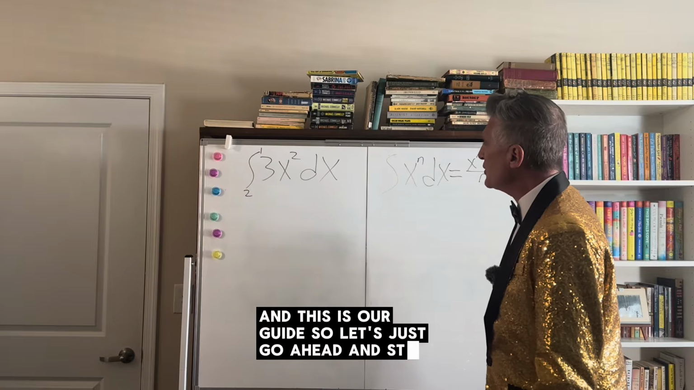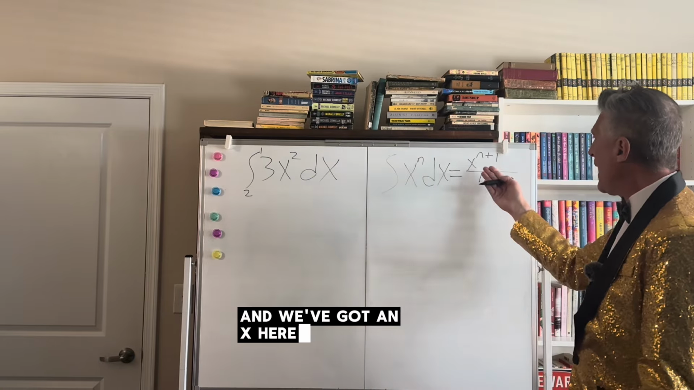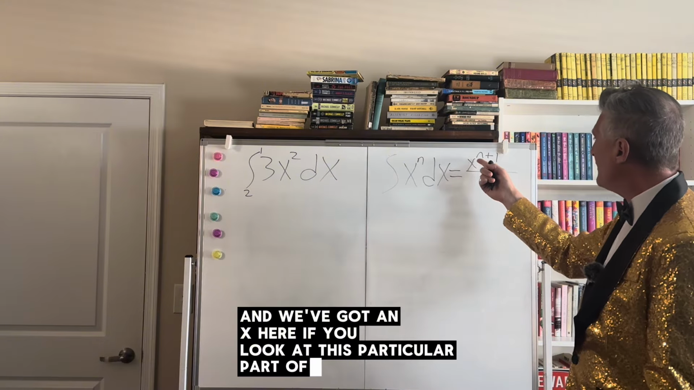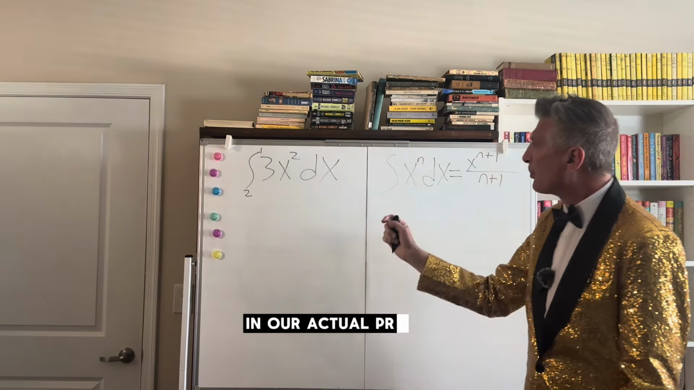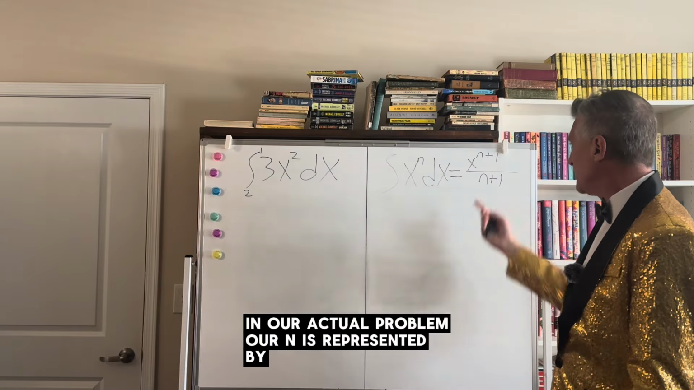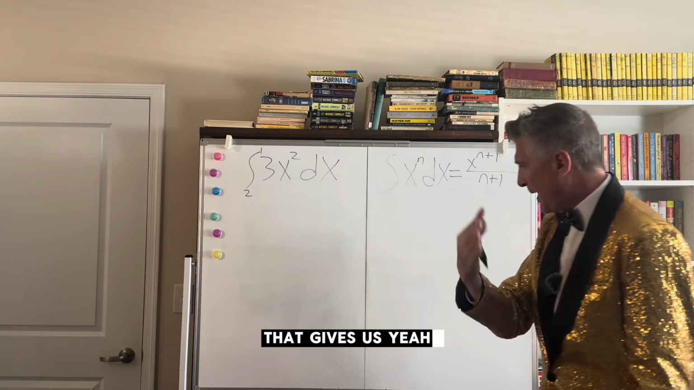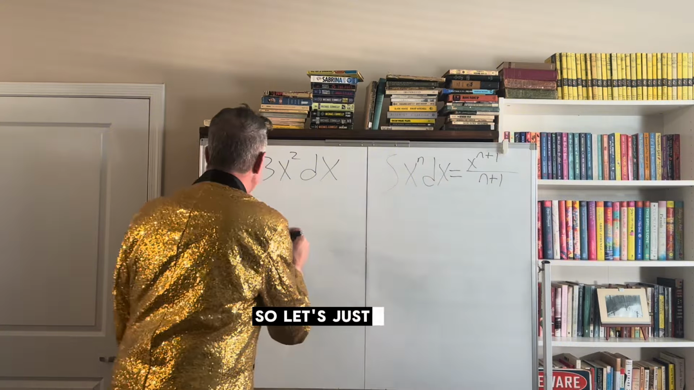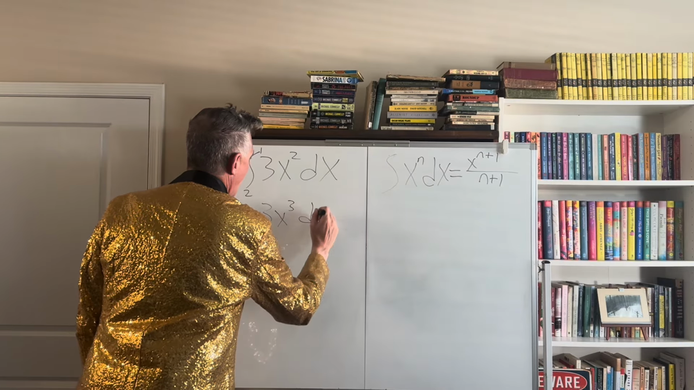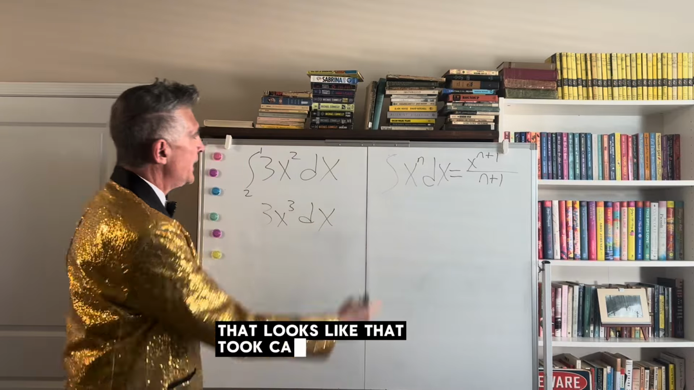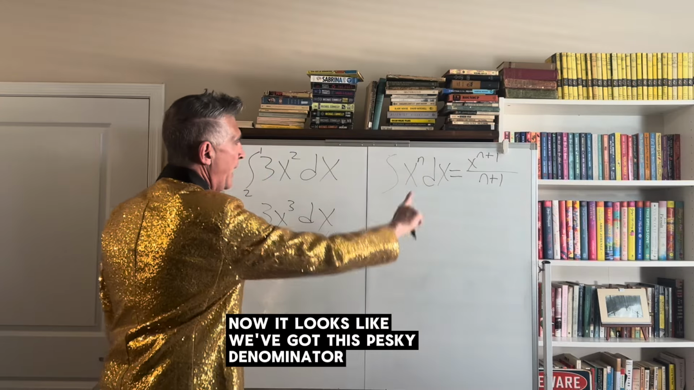All right, we said that we were asked to evaluate this, and this is our guide. So let's go ahead and start. As you can see, we've got an x here, and we've got an x here. x is being raised to an n plus 1. Well, over here in our actual problem, our n is represented by 2, and 2 plus 1 gives us 3. That looks like it took care of the numerator. Now it looks like we've got this pesky denominator, n plus 1.